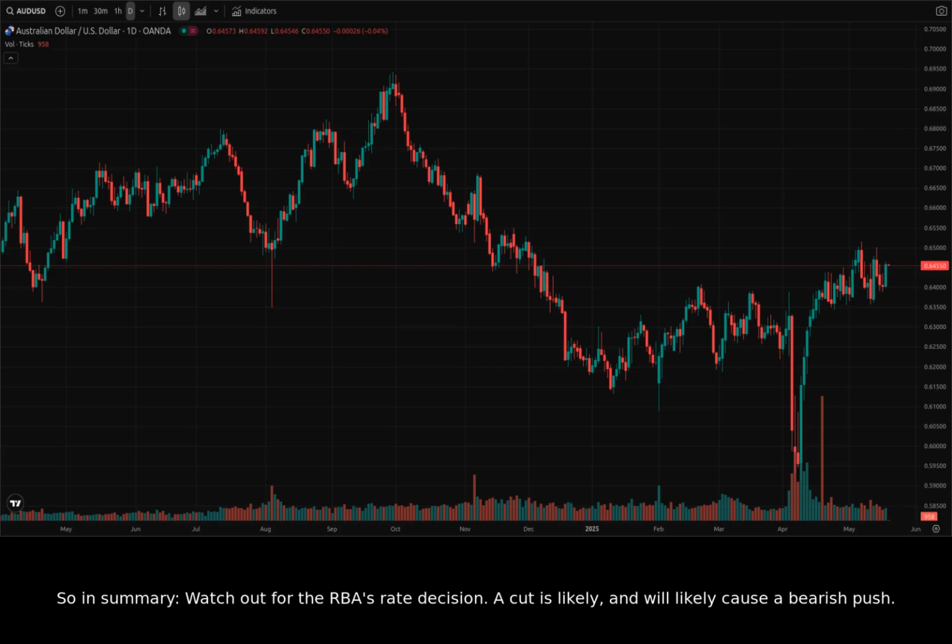So, in summary, watch out for the RBA's rate decision. A cut is likely and will likely cause a bearish push. Keep an eye on 0.638 for support and 0.67 for resistance.